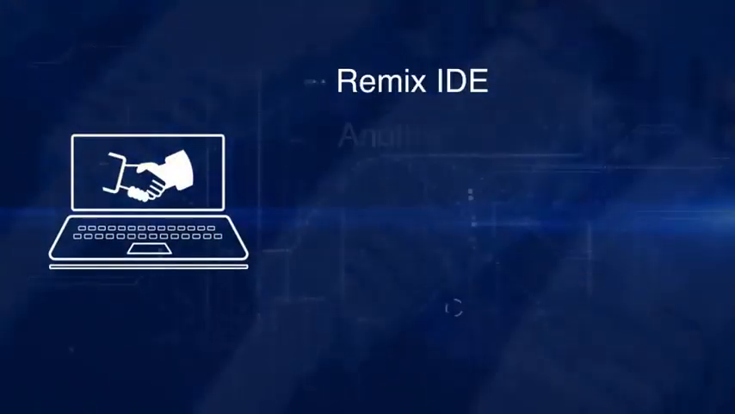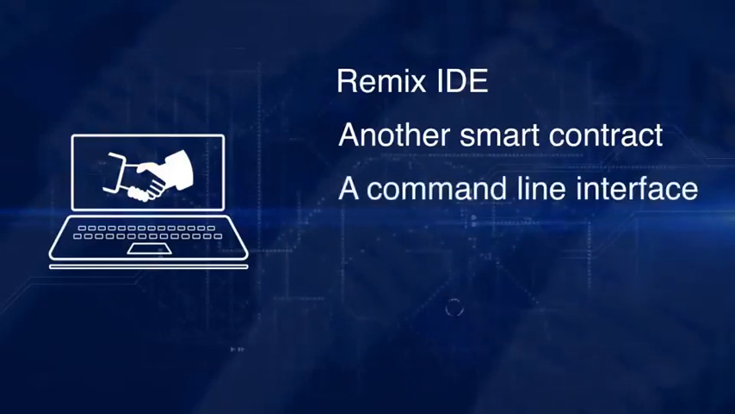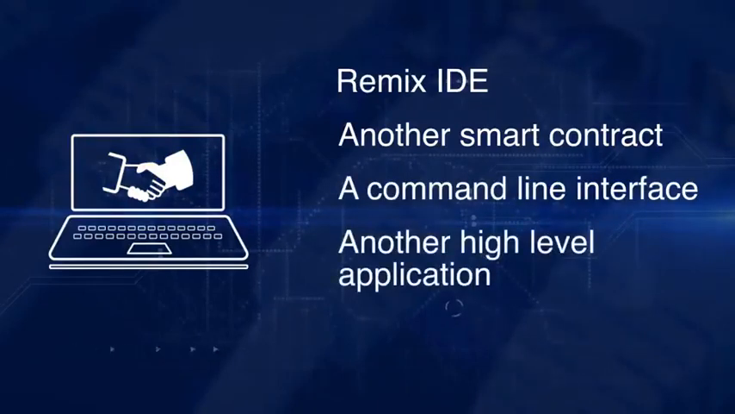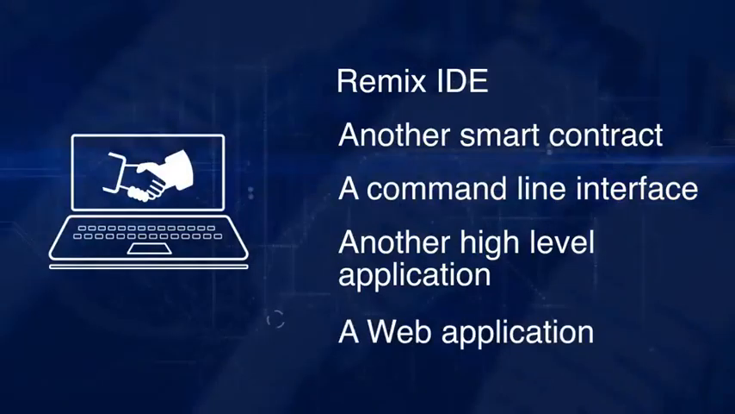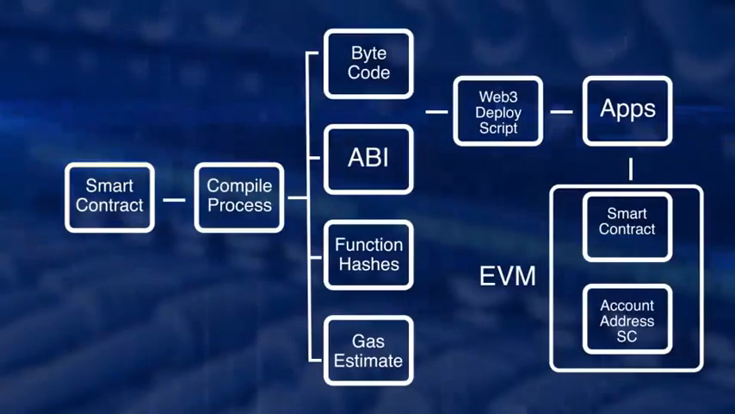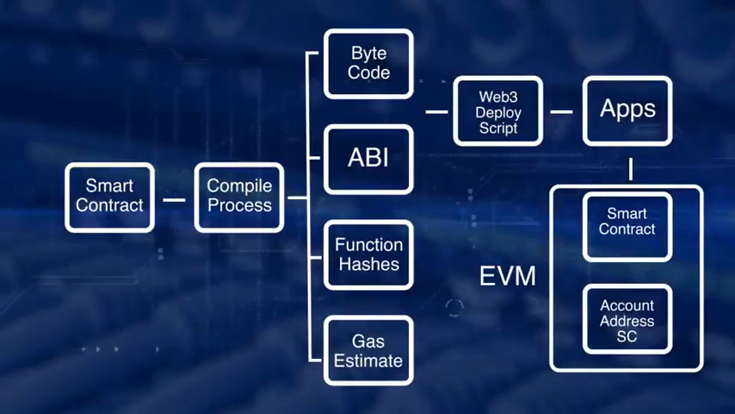We have now explained the fundamental process of deployment of a smart contract, but there are many other approaches for deploying a smart contract. They can be deployed from Remix IDE, another smart contract, a command line interface, another high-level language application, or a web application. We are going to review the deployment using only Remix IDE. Here is the complete process. You enter the smart contract code in the Remix IDE and compile.